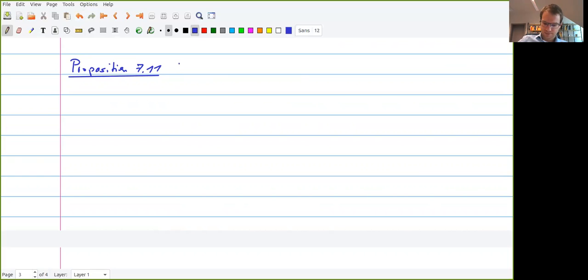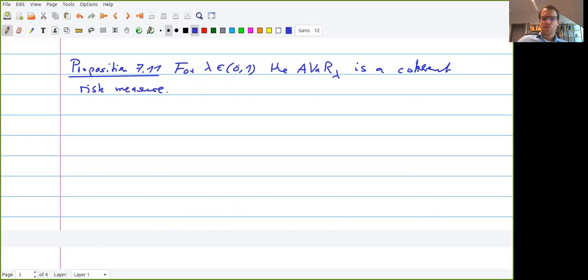Okay, so for lambda between 0 and 1, the average value at risk, and in particular also the expected shortfall and conditional VaR at level lambda, is a coherent risk measure. Let's change the color. Proof.